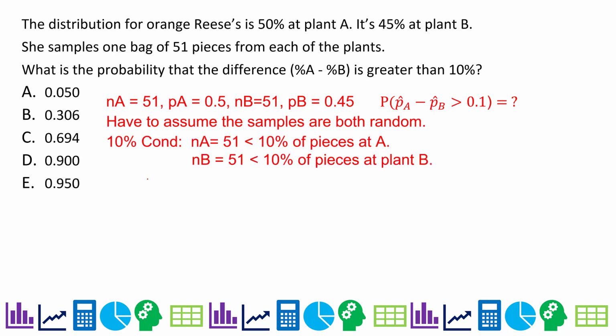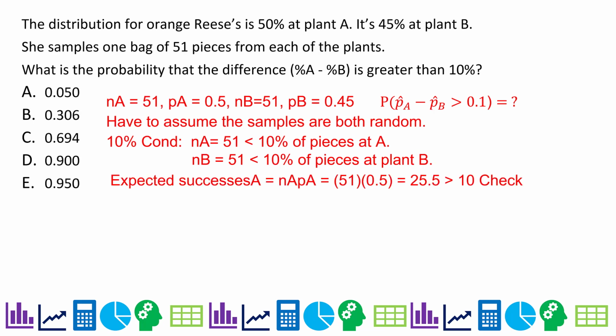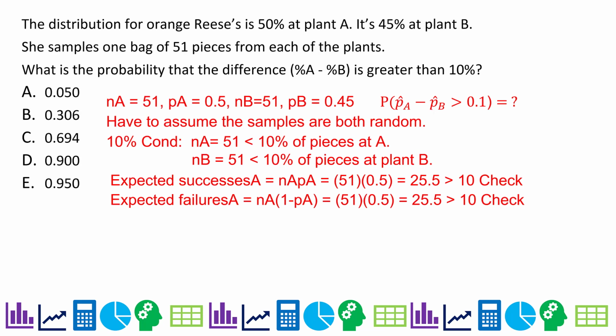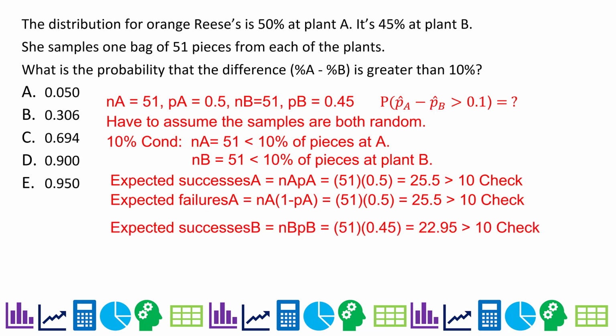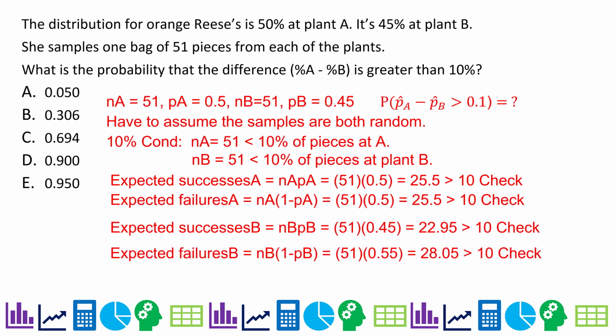The 10% condition, 51 is definitely less than 10% of pieces at plant A and also at plant B, so we're fine there. Expected successes for plant A, we're fine. Failures at plant A, we're fine. Successes at plant B, looking good. And failures at plant B. Remember, you have to show all of these calculations to get credit, all right?